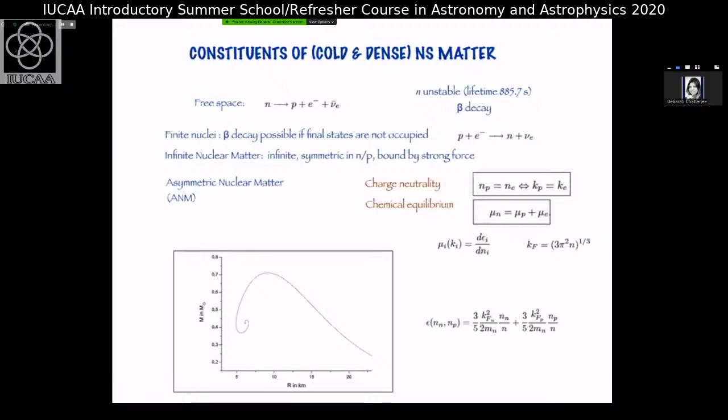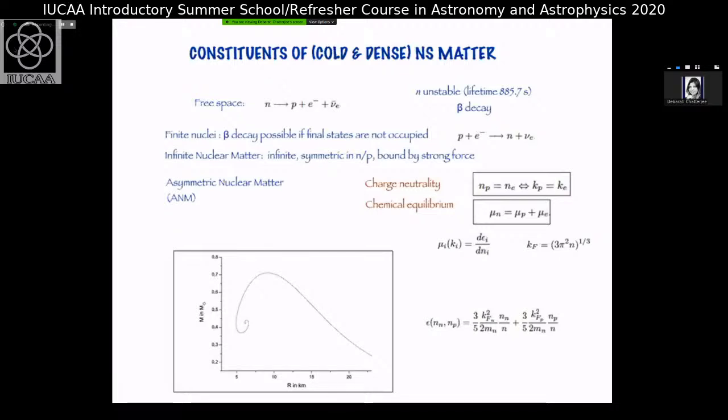In the case of neutron star matter, however, the matter is extremely asymmetric. We know that the number of neutrons in the system is much larger than the number of protons and electrons. So when these neutrons try to decay into protons and electrons, there are already protons and electrons occupying the low energy states, which means that the decay that we see of neutrons in free space is not possible.